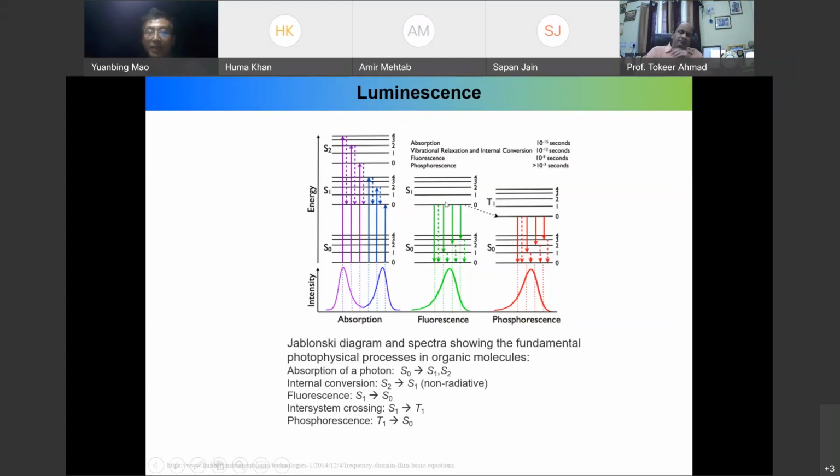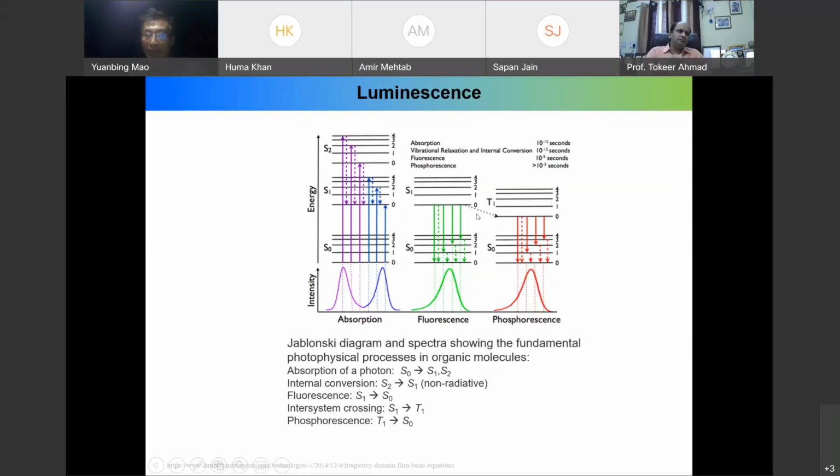But if there is an intersystem crossing, for example from this S1 to this T1, that will take some time, and then eventually they give luminescence as well.